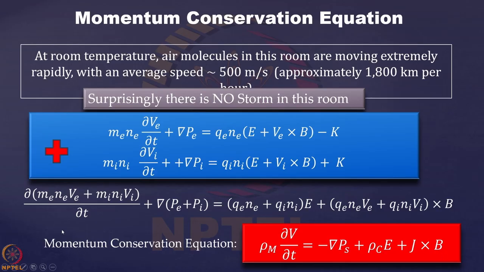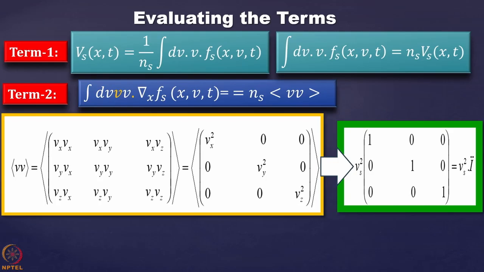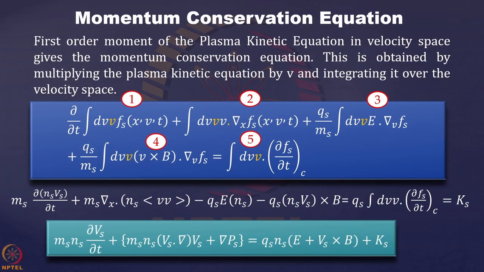So what we are getting now is the momentum conservation equation, which is ρ_m ∂V/∂t equal to minus grad P, this term goes that side, then ρ_c E plus, so this is nothing but the current density, right? So J is equal to neV, and you have added the electron and ion terms, and you are getting J cross B.